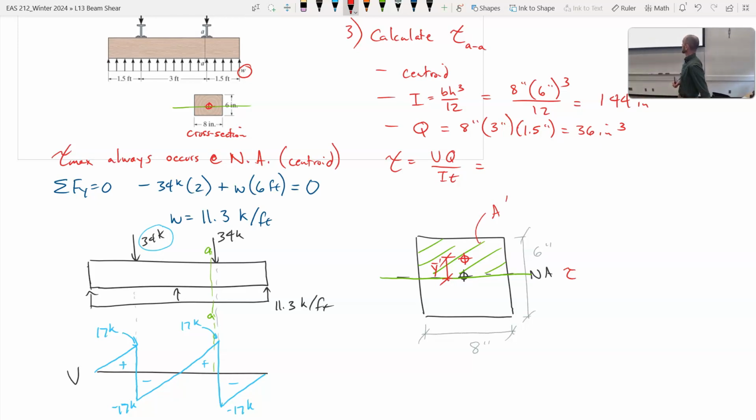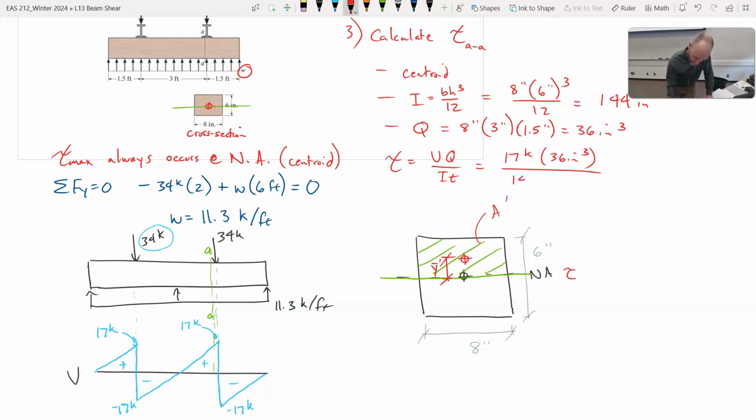So then we can plug those values into the equation. 17 kips, 36 inches cubed, over 144 inches to the fourth, 8 inches. And we get tau is 0.531 ksi.